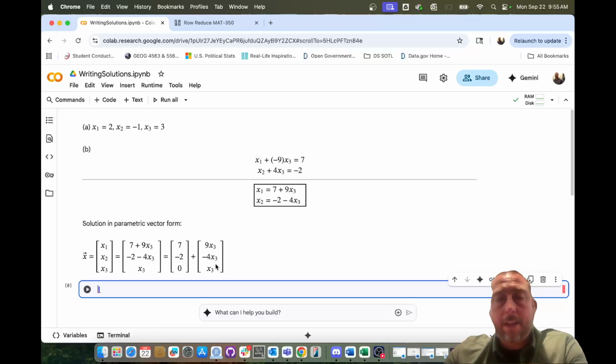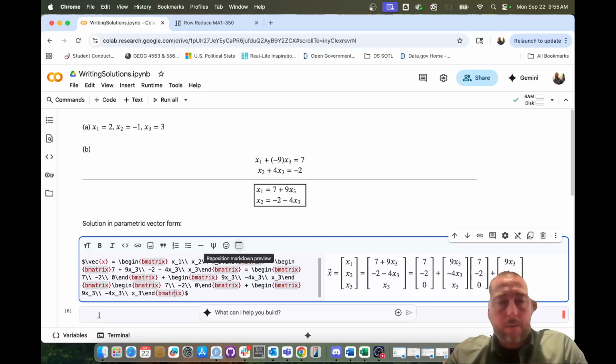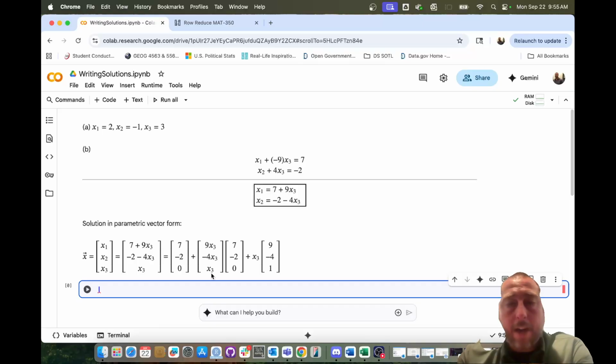And now we have our vector that's parametrized. This has x3s in all of the components, so we can factor out the x3. I'm going to cheat a little bit and copy paste. And what's changing here is that we're getting rid of the x3s in that second vector. We're factoring it out. We've got to remember that when we factor out the x3 from the bottom component, that is really x3 times 1.